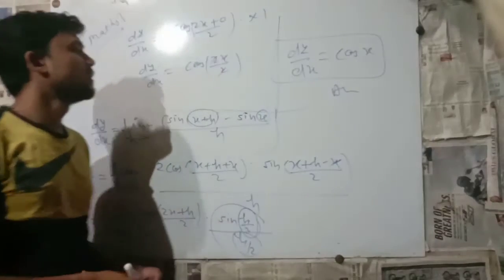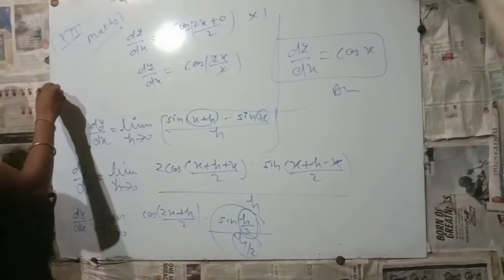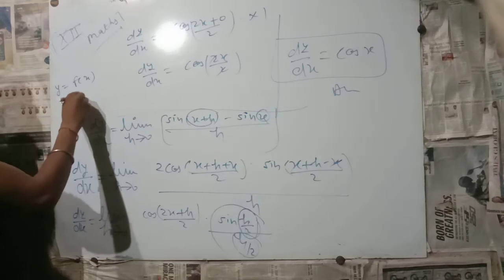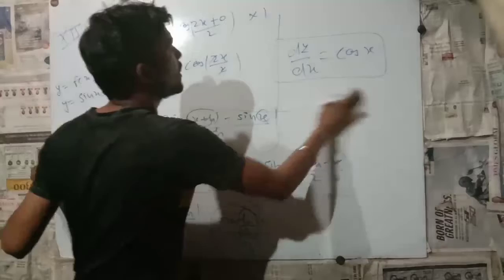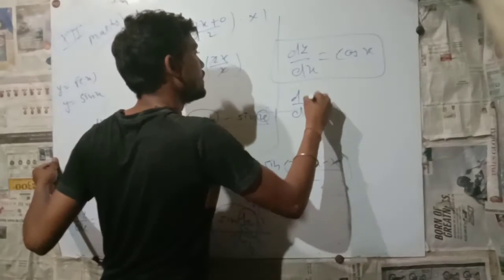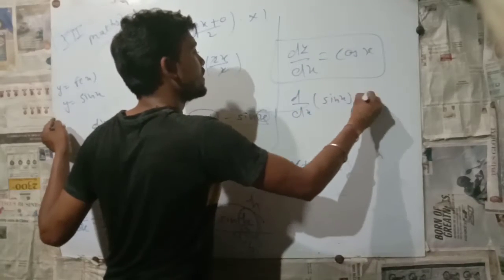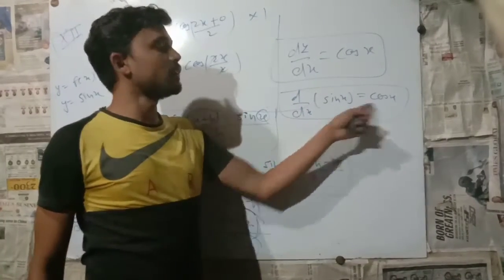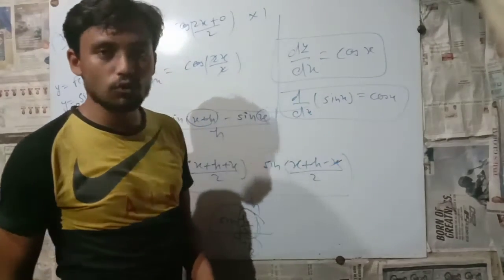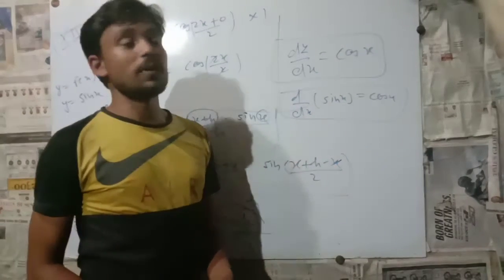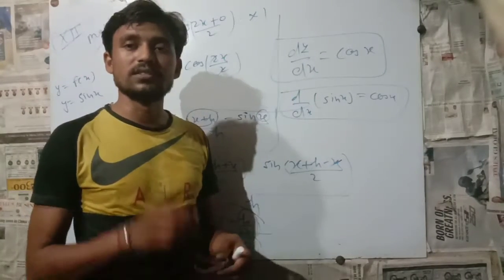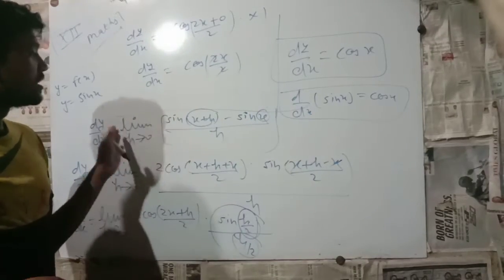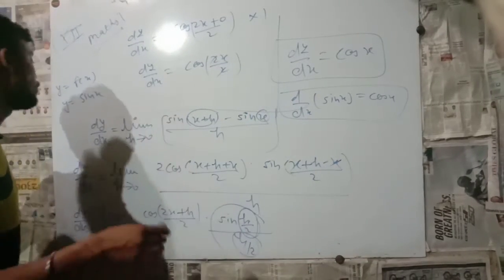And you know very well, you can take y is equal to f of x, and y is equal to sin x. Now you can write d upon dx of sin x is equal to cos x. You know this formula very well and you have used it many times. This is very amazing. This is the root, this is the base of the derivation. By this formula we can find any solution.